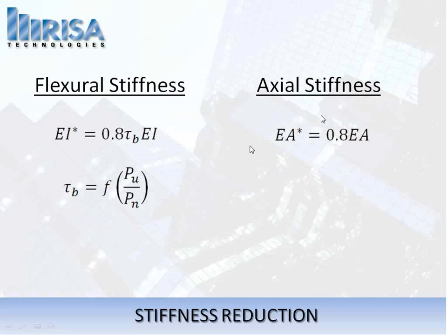And the stiffness adjustment we need to do axially on members is rather simple. Basically, EA star, EA is your stiffness, that's the modulus of elasticity times the area, and this is the modified stiffness, is just equal to 0.8 times EA. So we just take a 20% across-the-board reduction in stiffness axially of all of our columns and such. Now, flexurally, it gets a little bit more complicated. You see, for the flexural stiffness reduction, we're going to take 0.8 times this value tau sub b. And tau sub b is a function of the axial force in a member divided by its axial capacity.